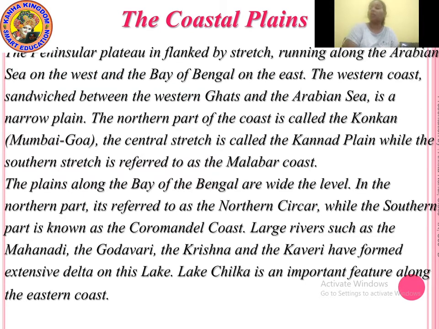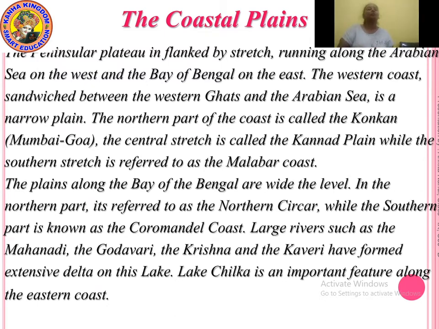Now, let's cover the coastal plains. The peninsular plateau is flanked and stretched along the Arabian Sea, Indian Ocean and the Bay of Bengal. The western coast is sandwiched between the Western Ghats and the Arabian Sea. You all know that the Western Ghats start from the Gujarat region and come downwards, and the Arabian Sea is right nearby. The areas between them are known as the western coast.